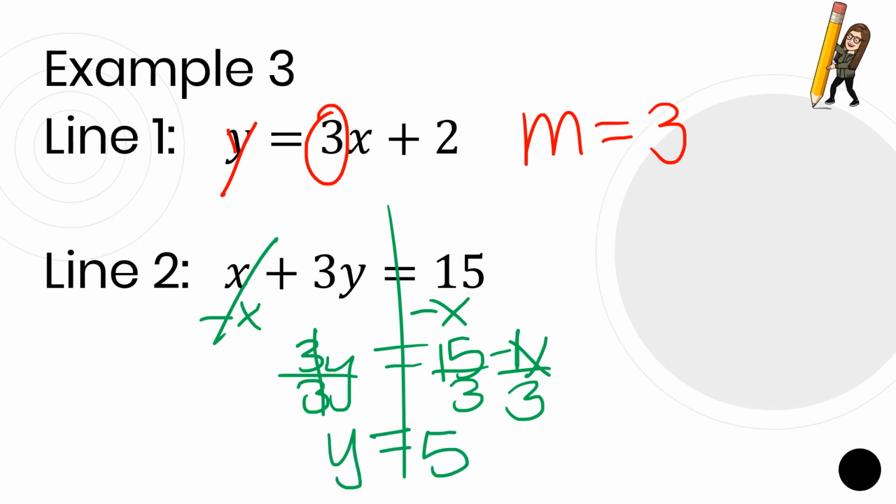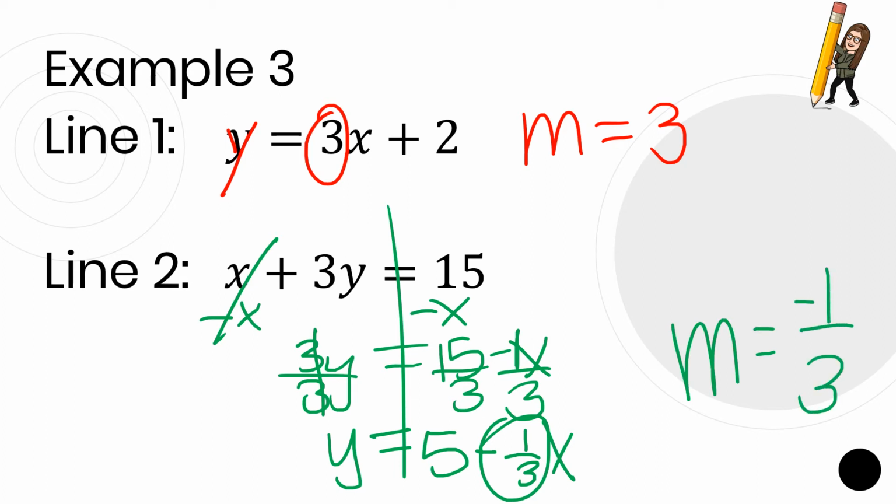Technically, there's a 1 in front of this x, so I would read this as negative 1/3 x. Make sure you're calculating that correct, which means my slope is the number in front of x. These are opposite and reciprocal slopes, so they are perpendicular.